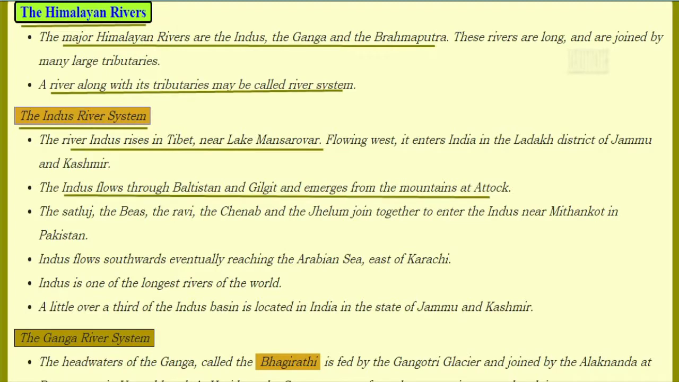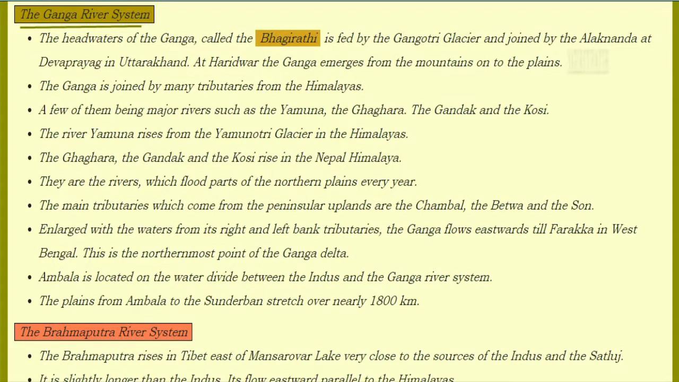Indus flows through Baltistan and Gilgit and emerges from the mountains at Attock. Satluj, Beas, Ravi, Chenab, Jhelum. These join together to enter the Indus River near Mithankot in Pakistan. Indus flows southwards, eventually reaching the Arabian Sea towards the east of Karachi. Indus is one of the longest rivers of the world. A little over a third of the Indus basin is located in India in the state of Jammu and Kashmir.